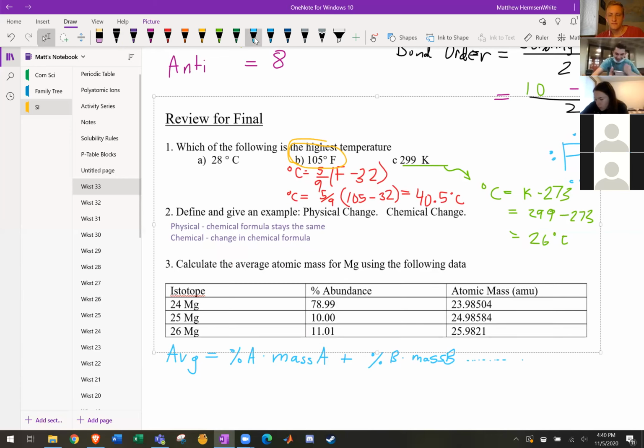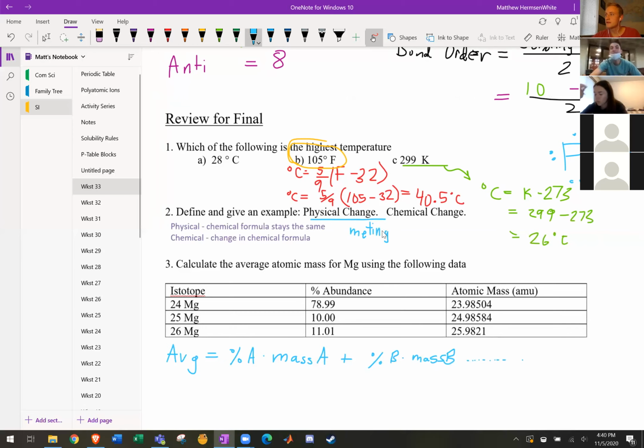Would a physical change be like ice melting? Yes, very good. That's a really good example. So physical change, this would be melting. Are there any other ones people can think of? Anything like boiling is another one. Freezing, anything like that. That's another really common one. Any of the phase changes are super common physical changes.